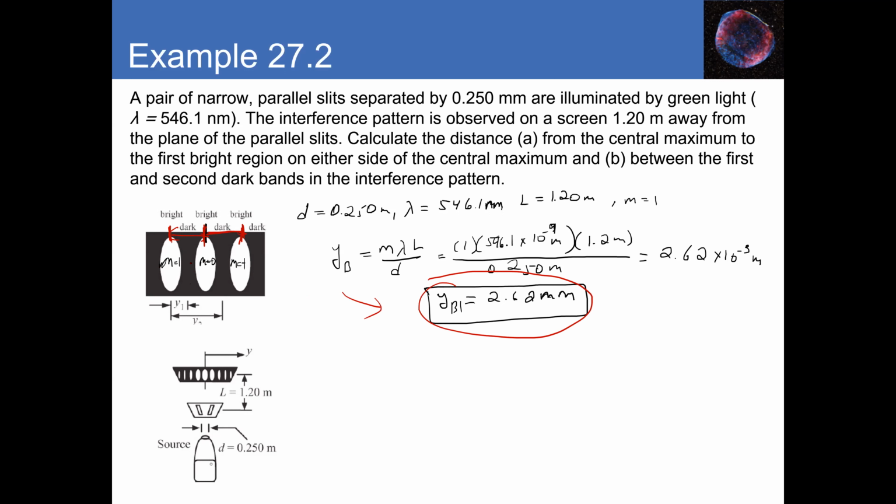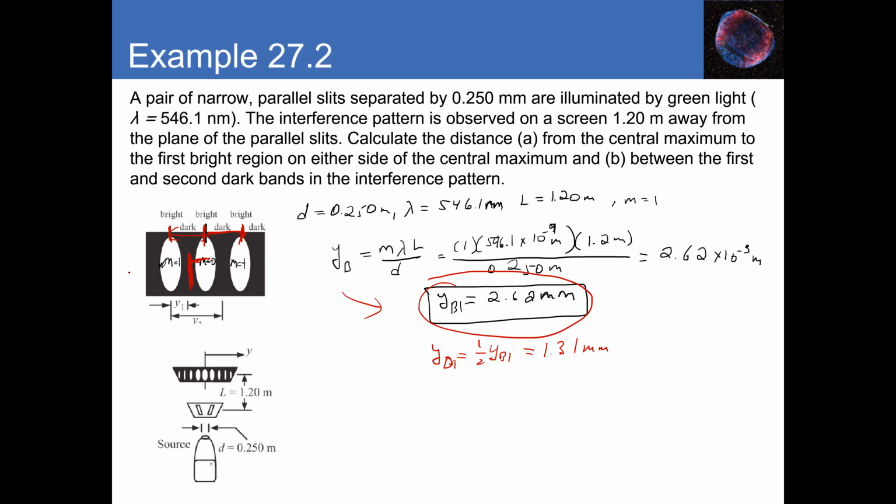Now, how about from the central one to the first dark fringe, so like in the middle? Well, y dark one is going to be half of y bright one. You can see it's exactly half the distance. So this is the first dark fringe, which means its distance from the center is half of this, roughly 1.31 millimeters.